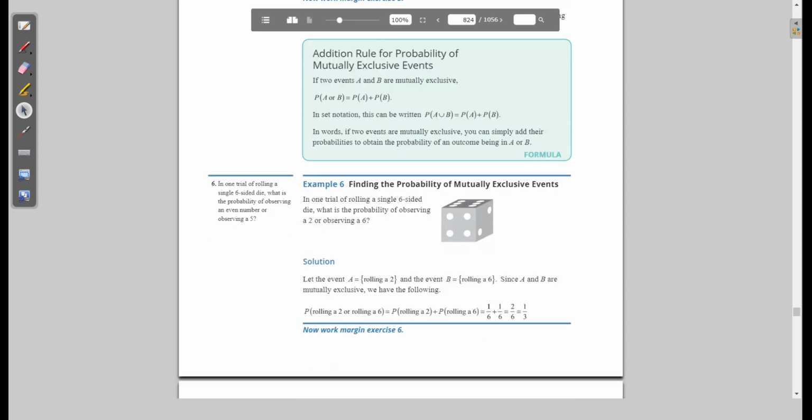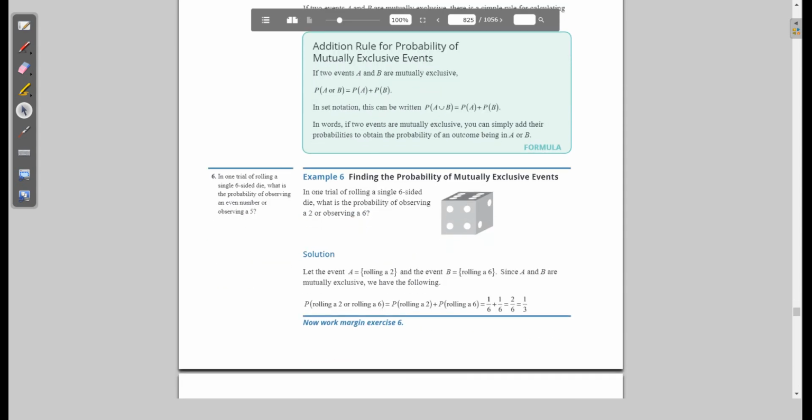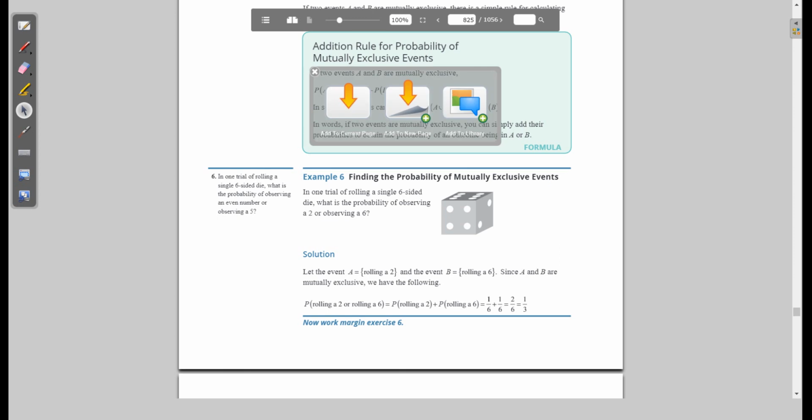If we write that in set notation, it can be written as the probability of A union B, which is again "or", is equal to the probability of A plus the probability of B. So in words, if two events are mutually exclusive, you can simply add their probabilities to obtain the probability of an outcome being an A or B. So we're just going to add probabilities. Let's put that into practice here. Let's put this on the same page so we can follow along with our formula.